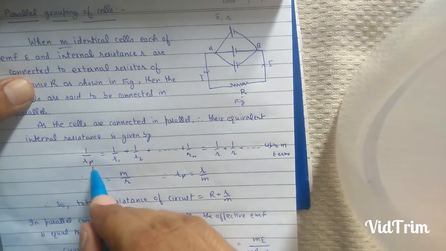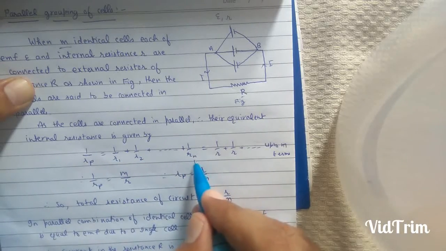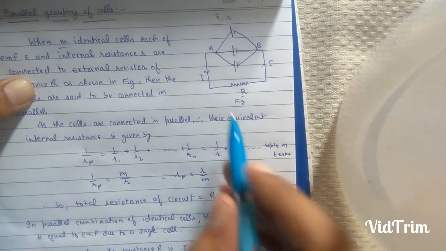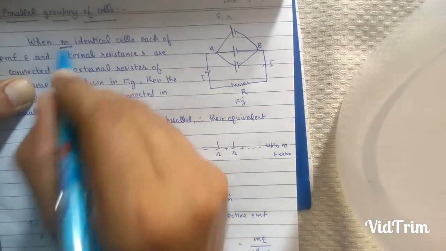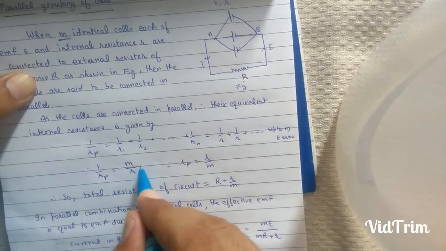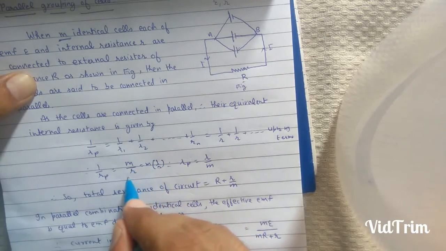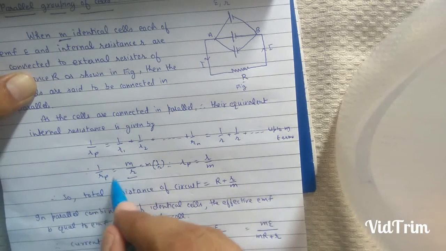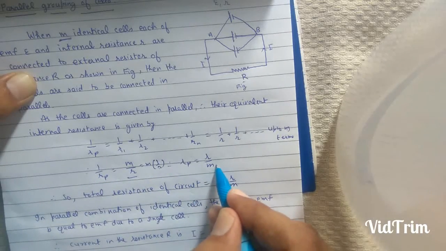As all the cells are connected in parallel, their equivalent internal resistance is given by 1 upon Rp is equal to 1 upon r1 plus 1 upon r2 plus up to 1 upon rn. As r1, r2, rn are all equal to r because all the cells are identical, up to m terms because there are m identical cells in parallel, this will be 1 upon Rp is equal to m into 1 upon r, which can be written as m upon r. Therefore, taking its reciprocal, Rp becomes equal to r upon m.